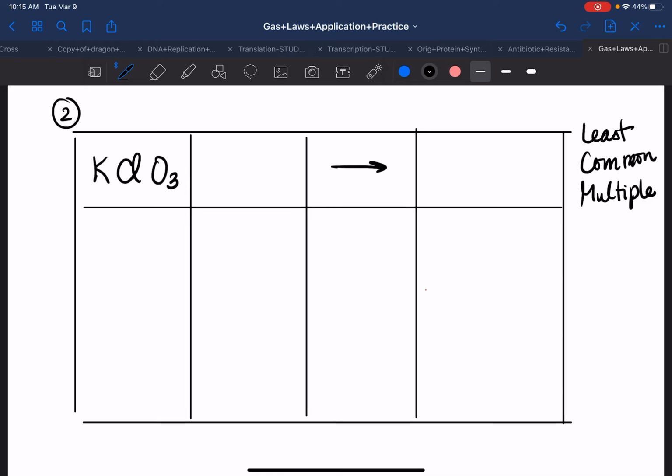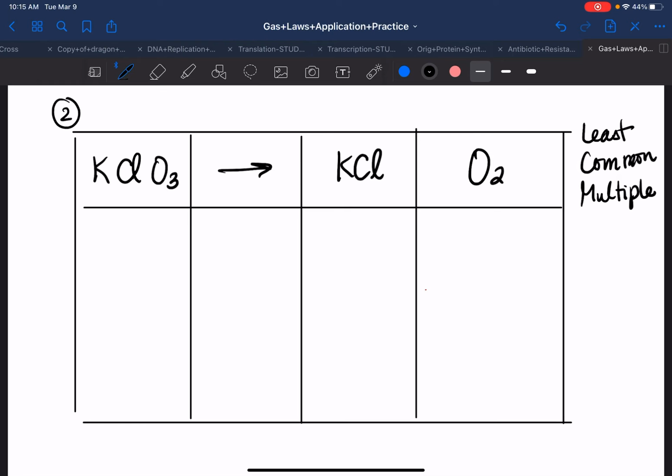KClO3. And we have to adjust our boxes here. KClO3, and then arrow, and then KCl, and then O2. So just like we did in class, we counted them together, right?